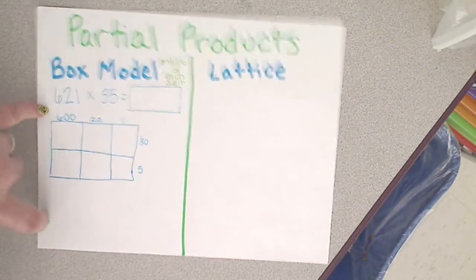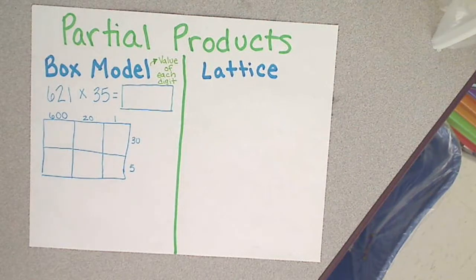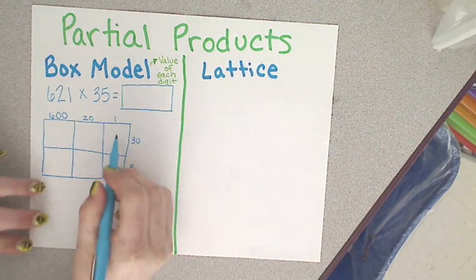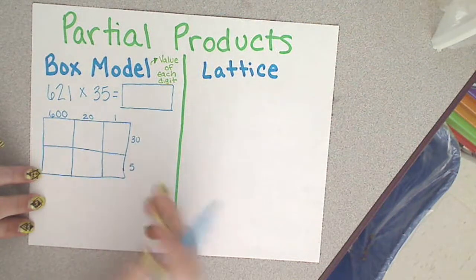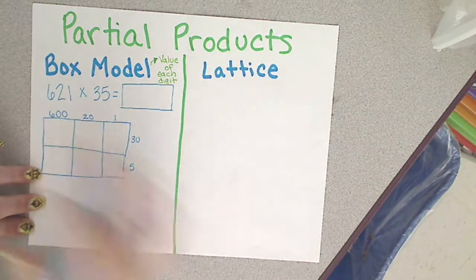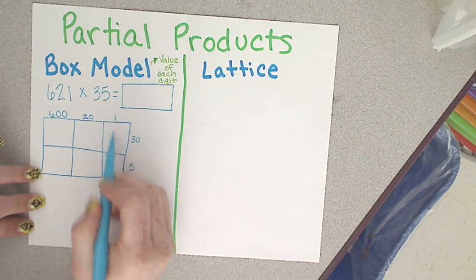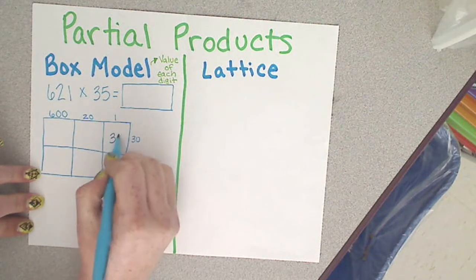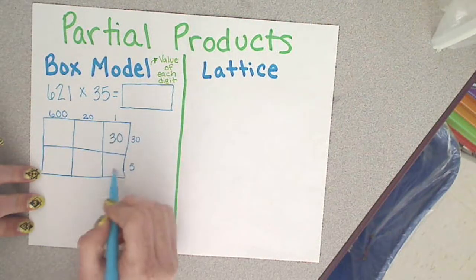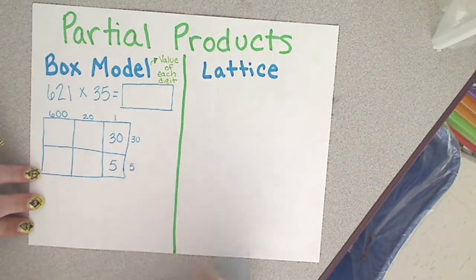Now we need to do the basic multiplication of this problem. I always start with my ones places just because I feel that it's easier. Honestly, you can start anywhere. Find a system that works for you. 1 times 30 is 30. 1 times 5 is 5.